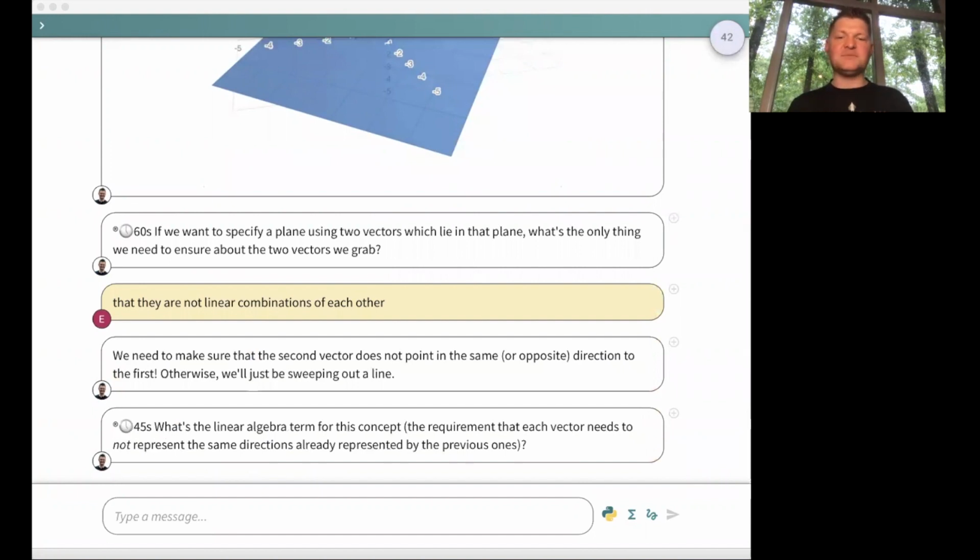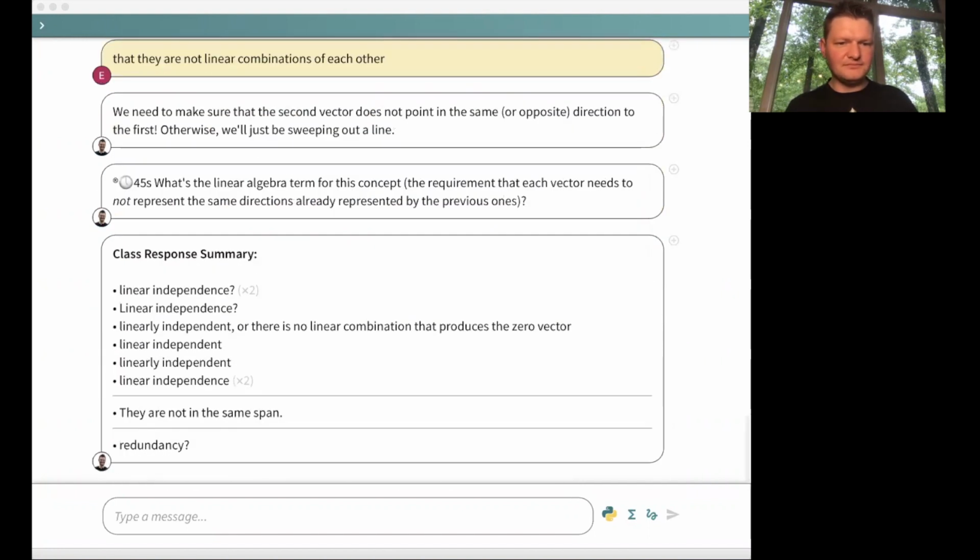Incidentally, several folks already said this, but in case you didn't, or if you did, just repeat it. What is the linear algebra term for this concept? This requirement that each vector needs to not represent the same directions that are already represented by the previous ones. Great. So people are on point with this one. Nice job. I'll share what everybody said.